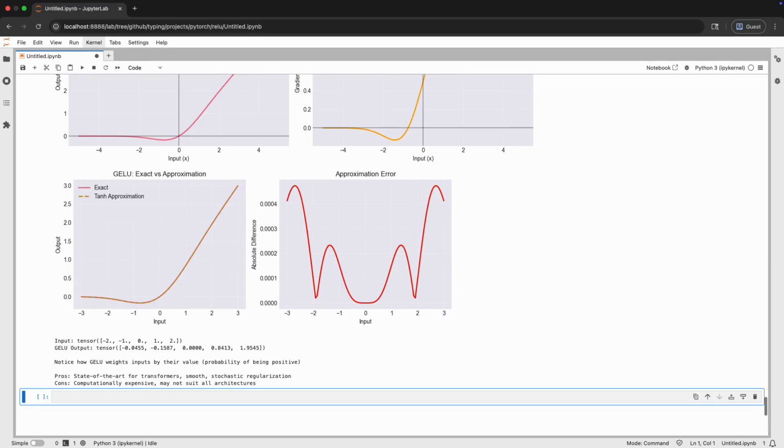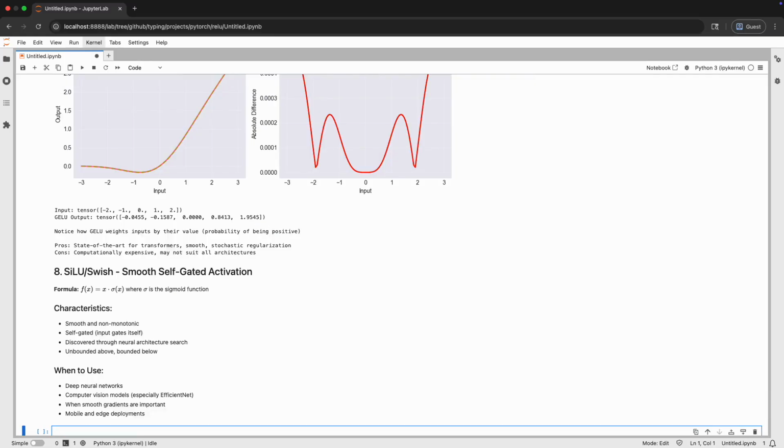SiLU, also known as Swish, is a smooth self-gated activation discovered through neural architecture search. The formula is simply x times sigmoid of x, creating a smooth, non-monotonic function that's unbounded above and bounded below.